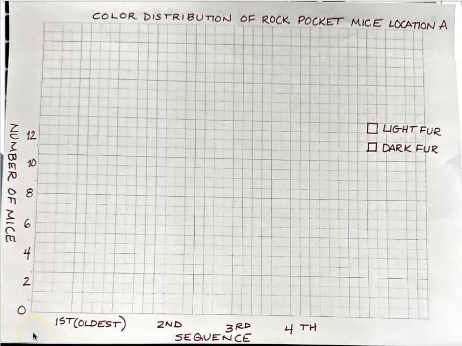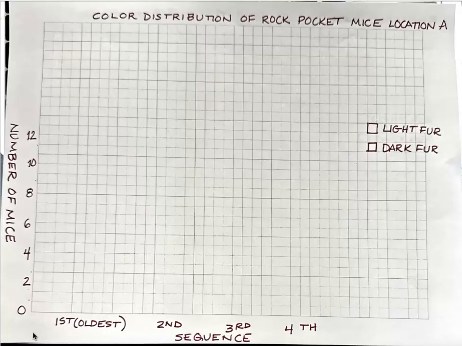Okay, so today our goal is to construct two bar graphs. You're going to be given two pieces of paper, and we are going to start with the color distribution of rock pocket mice at location A.